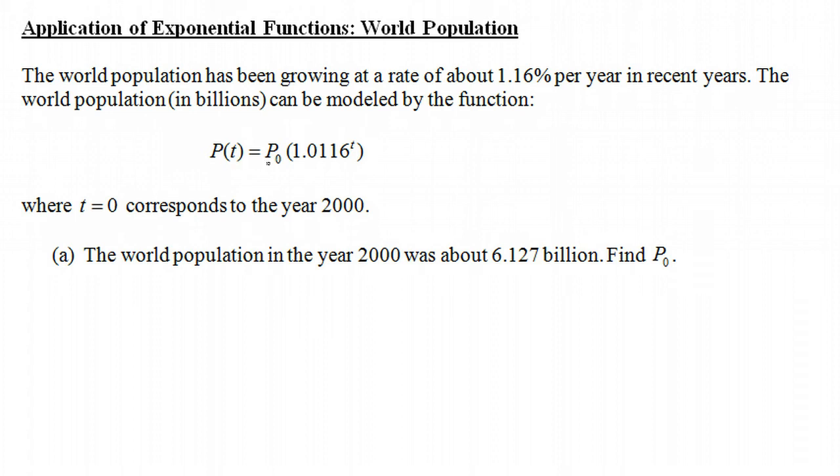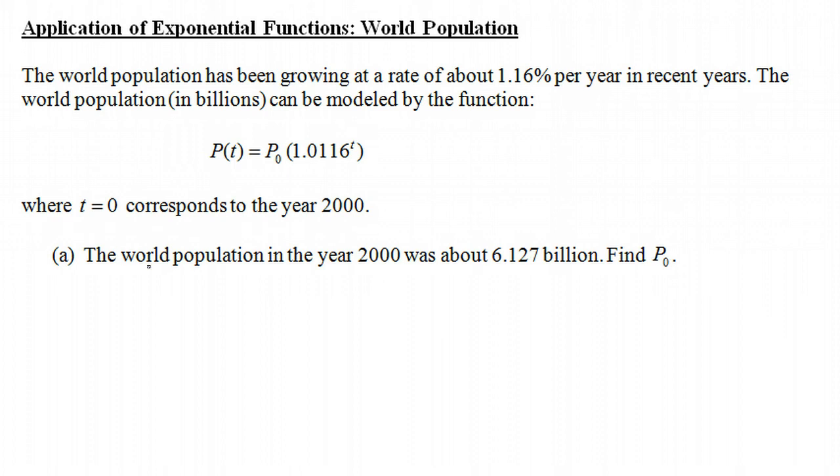P of t equals p sub 0 times 1.0116 to the tth power, where t equals 0 corresponds to the year 2000. Now, I haven't told you what this p sub 0 is. This is just going to be a number, and we're going to find what p sub 0 is in part A. But notice where the 1.16% comes in is right here. Part A says the world population in the year 2000 was about 6.127 billion people. So 6,127,000,000 people. Find p sub 0.